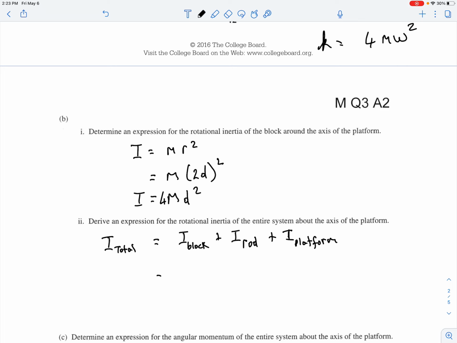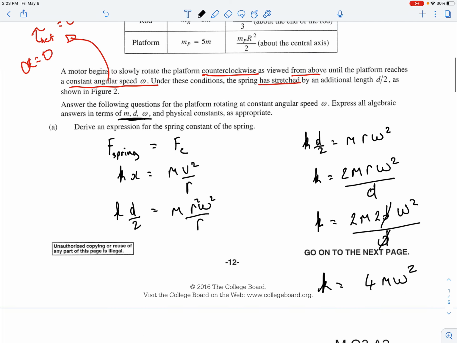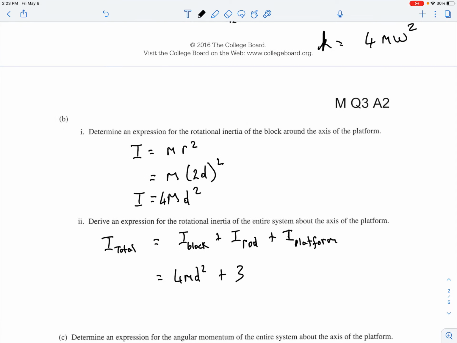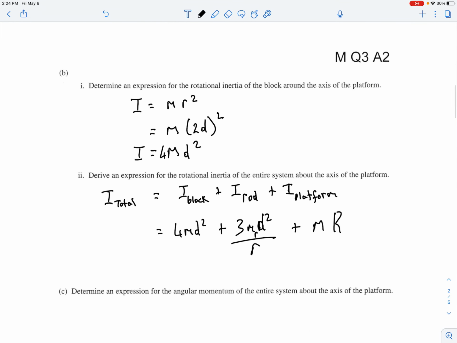Right? And then the block is 4md squared. And the rod is 3mrd squared over r, plus, what is it? Plus mp r squared over 2.